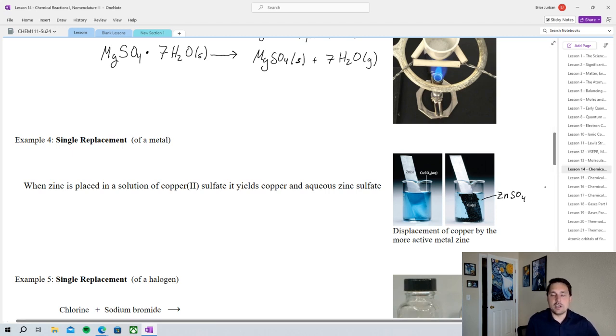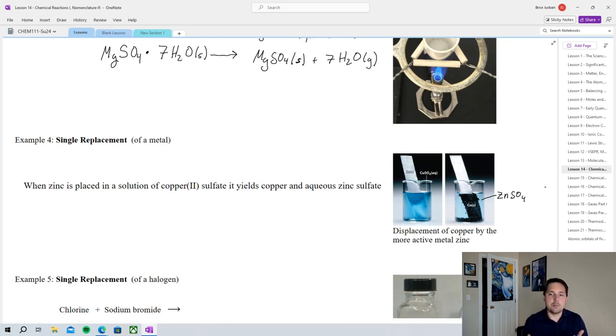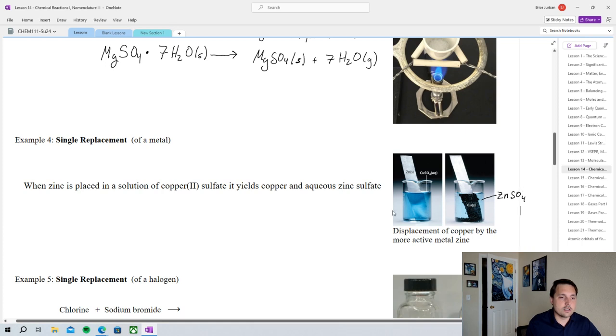Zinc sulfate is going to be colorless, whereas copper sulfate is blue color. So over the course of this reaction, you can see the depositing of this copper metal, and you can see that the copper ions are being removed from solution and being replaced with something that's colorless. It's still a little bit colored here because the reaction's not done. So putting this in a word formula, it could look like something like this. When zinc is placed in a solution of copper 2 sulfate, it yields copper and aqueous zinc sulfate.